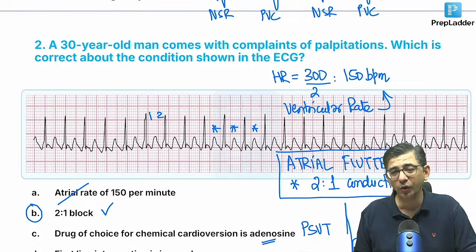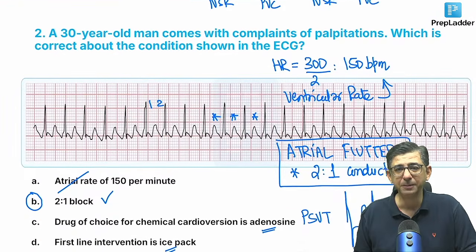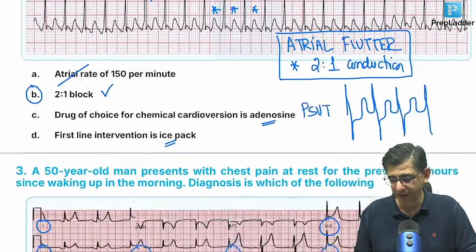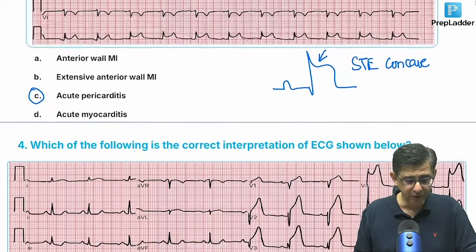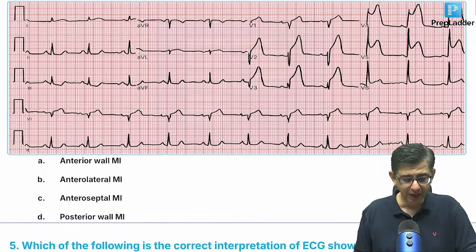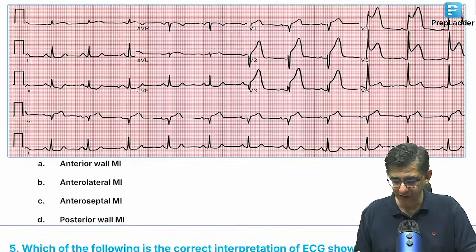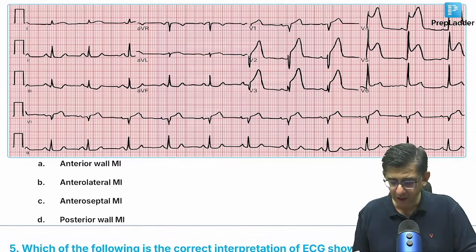There would be no P wave present in the patient. That's why that flutter wave is coming. And then there is acute pericarditis, which I think was one of the easier ones in this case. So we are sorted for this. Moving to the next one, he says, what is the correct interpretation shown here?